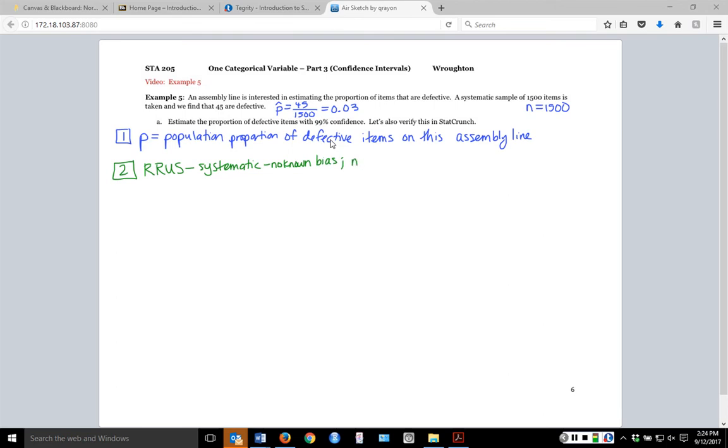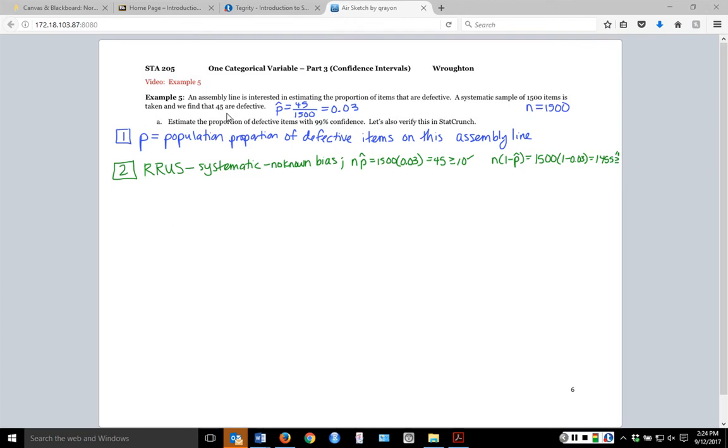Then we need to check to see if N times P hat is at least 10. So our N is just 1,500. Our P hat is 0.03. So we get 45, which again, notice that's actually the number of defective items in the sample. That's just what N P hat actually is. Then our N times 1 minus P hat, we can do the math pretty easily, but that's just going to tell us how many items were not defective in our sample. So we get 1455, which is at least 10. Sorry, I couldn't quite fit it there for us.